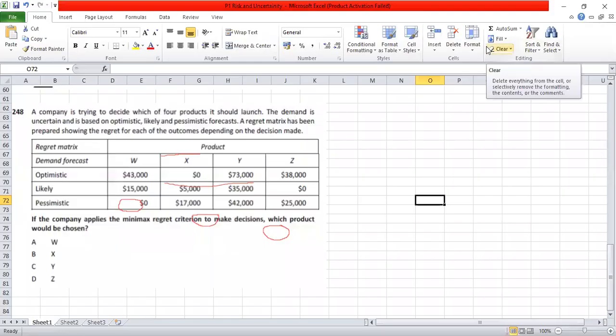A company is trying to decide which of the 4 products it should launch. The demand is uncertain and is based on optimistic, likely, and pessimistic forecasts. A regret matrix has been prepared, showing the regret for each of the outcomes depending on the decision made. We have the regret matrix already prepared. The demand forecast is there, the product is there. If the company applies the minimax regret criterion to make decisions, which product would be chosen?